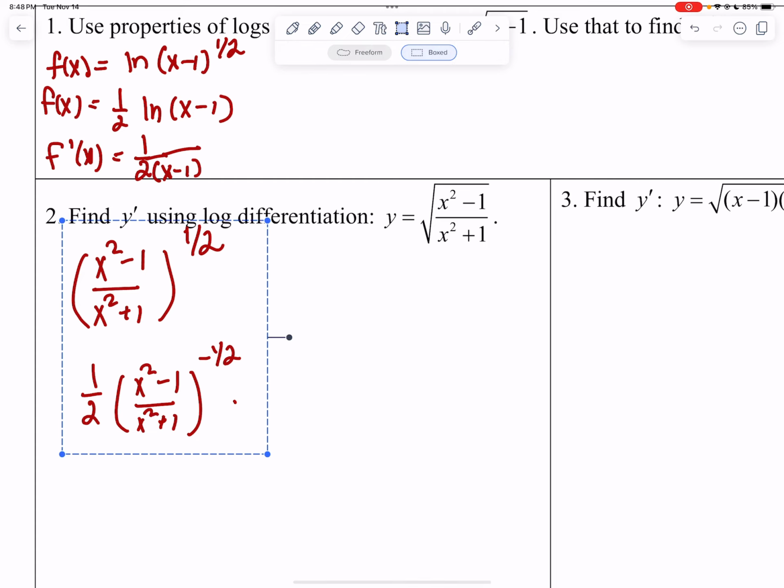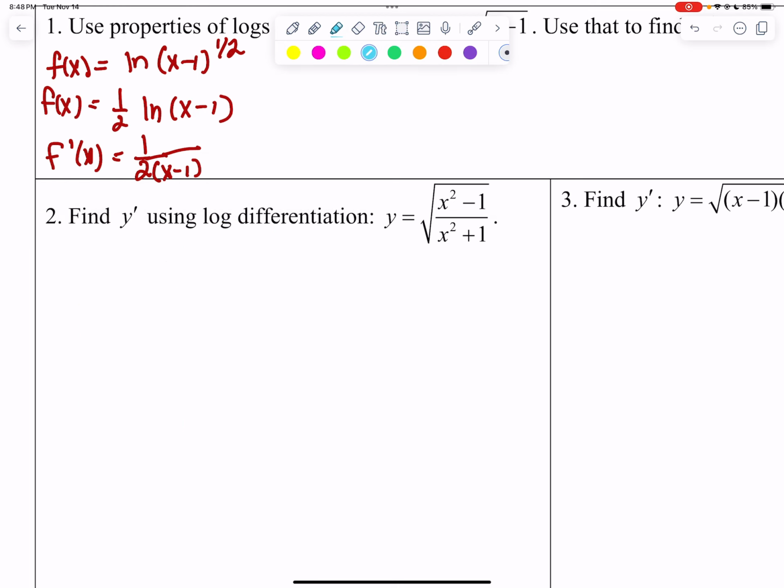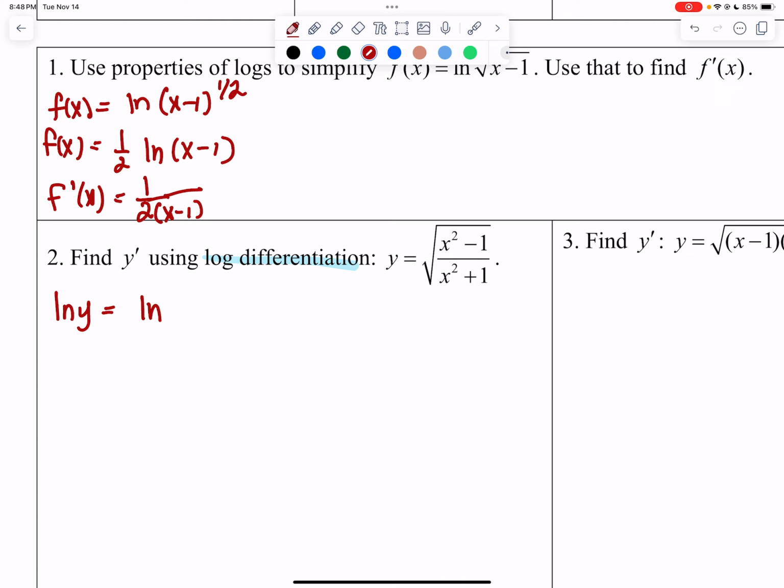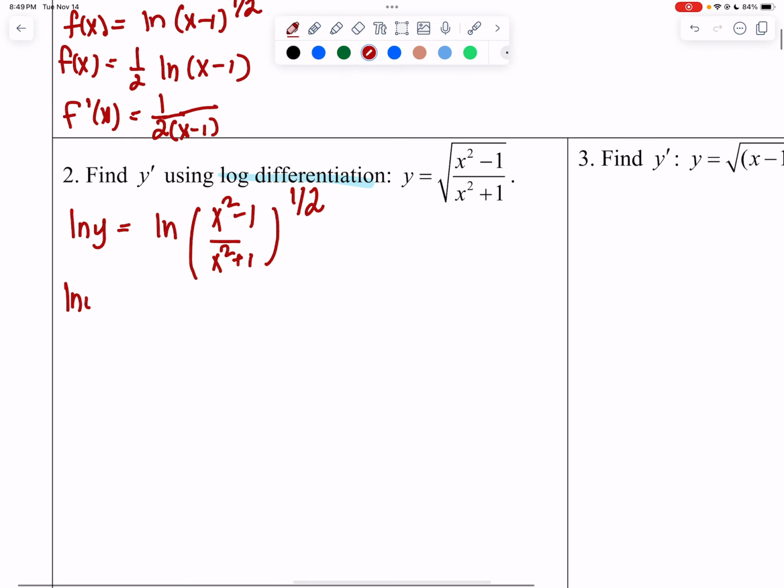So instead, we're going to use log differentiation. So what does that mean? We're going to take the ln of both sides. And the reason why is because taking derivatives of ln's is pretty easy. And if we do it on both sides, it's essentially equivalent to each other. So now I have ln of y is equal to ln of x squared minus 1 over x squared plus 1 to the 1/2. Go ahead and simplify that for me.